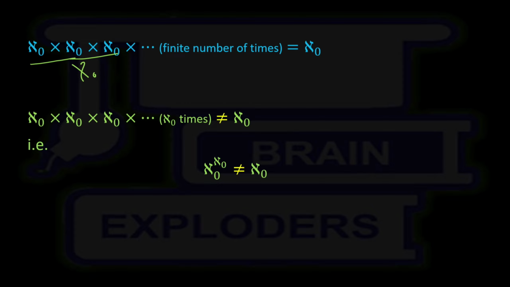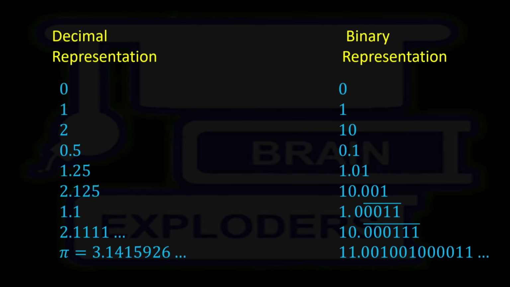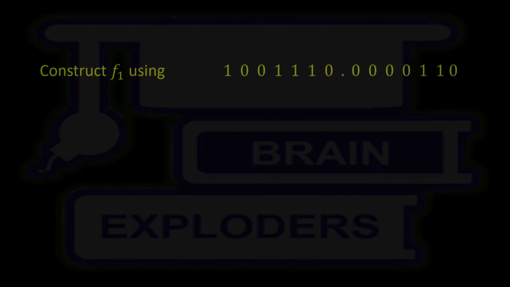Now we are interested in proving the relation that 2 raised to the power aleph naught is equal to continuum. So let us move towards the proof. Here we know that every real number has a binary representation, no matter whether the number is a recurring decimal, a terminating decimal, or non-terminating, non-recurring, irrational, etc. All the real numbers have a binary representation. Now we will use this binary representation to construct a function.